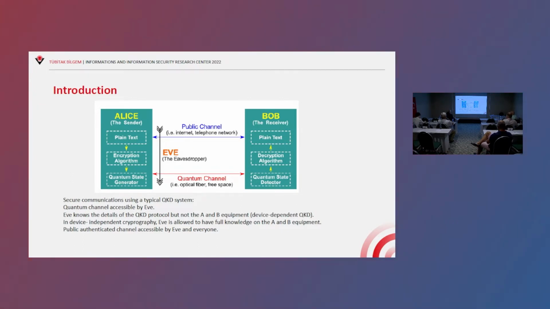But we also need to implement these protocols securely over a public channel, a classical channel. The classical channel could be the internet or a telephone network. As we'll see, in almost all cases, one would need both of these channels. A public channel that is accessible by anyone, including Eve, and also a quantum channel, similarly, that's also accessible to Alice, Bob, and Eve, outside intruders.